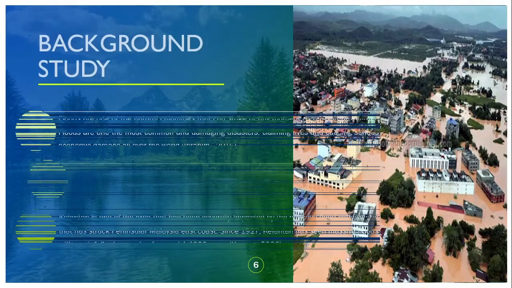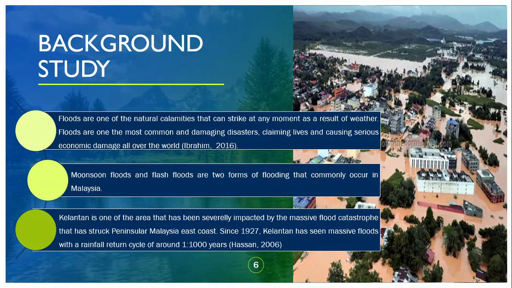Background of study. It consists of three points. The first one is floods are one of the natural calamities that can strike at any moment as a result of weather. Floods are one of the most common and damaging disasters, claiming lives and causing serious economic damage all over the world. Second, monsoon flood and flash flood are two forms of flooding that commonly occur in Malaysia. The third is Kelantan is one of the areas that has been severely impacted by the massive flood catastrophe that has struck the Peninsular Malaysia East Coast. Since 1927, Kelantan has seen massive floods with a rainfall return cycle of around 1 to 1000 years.